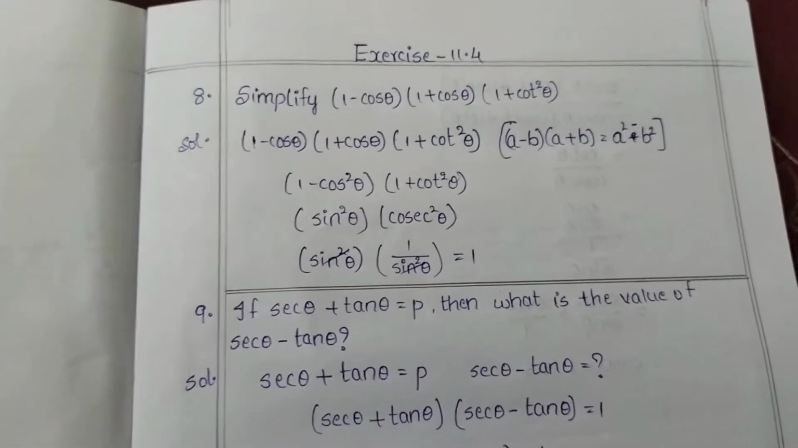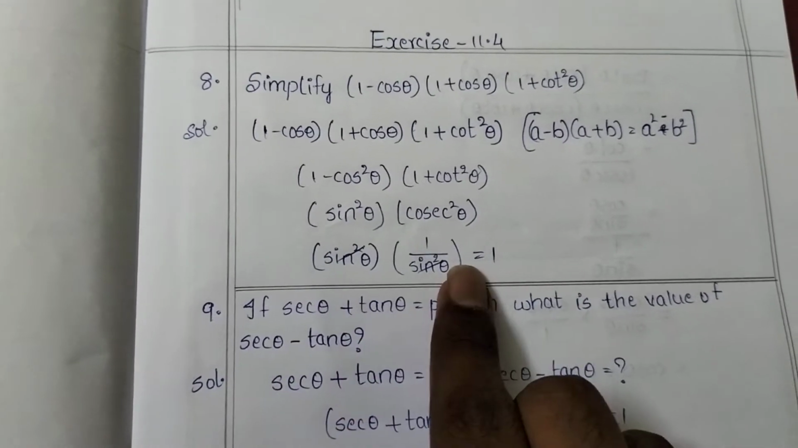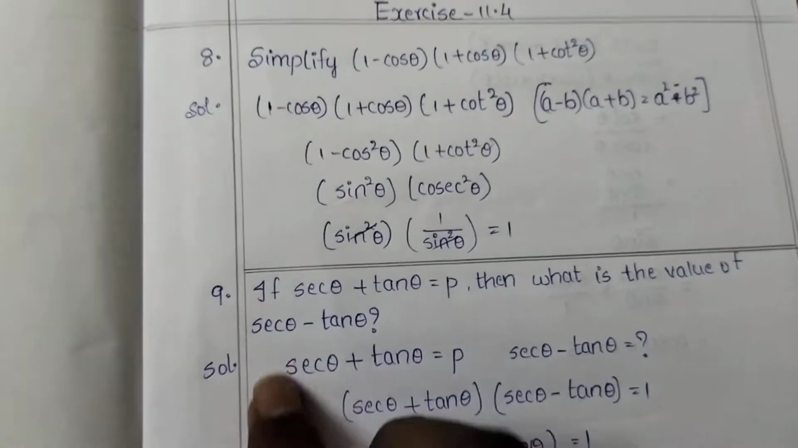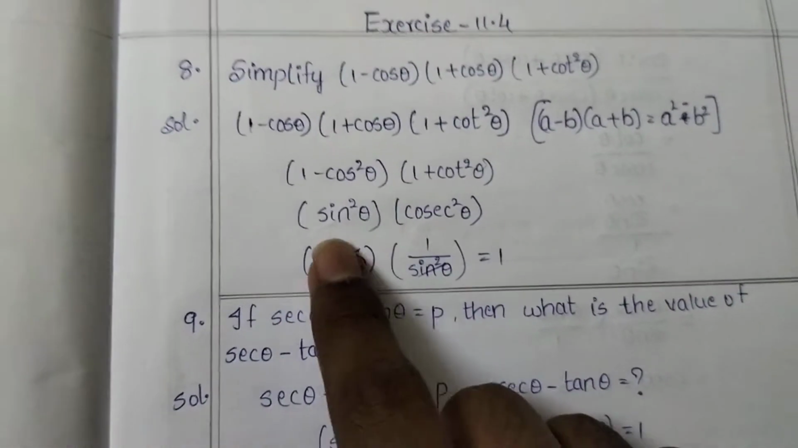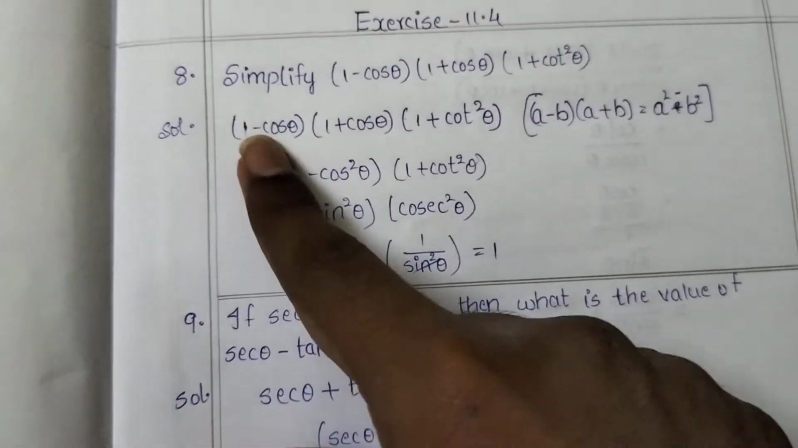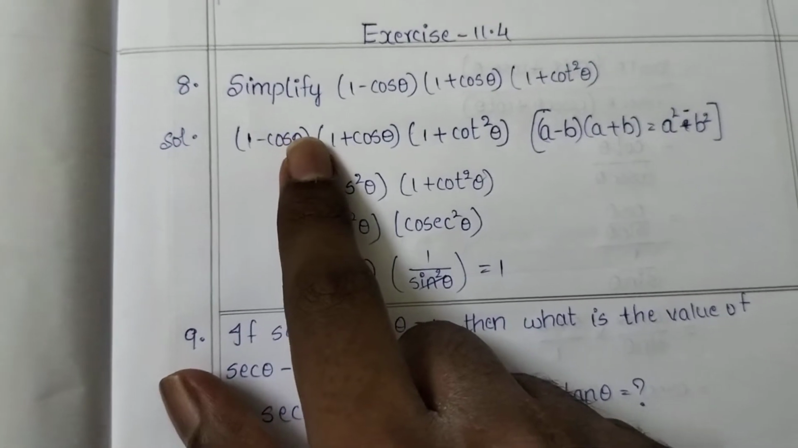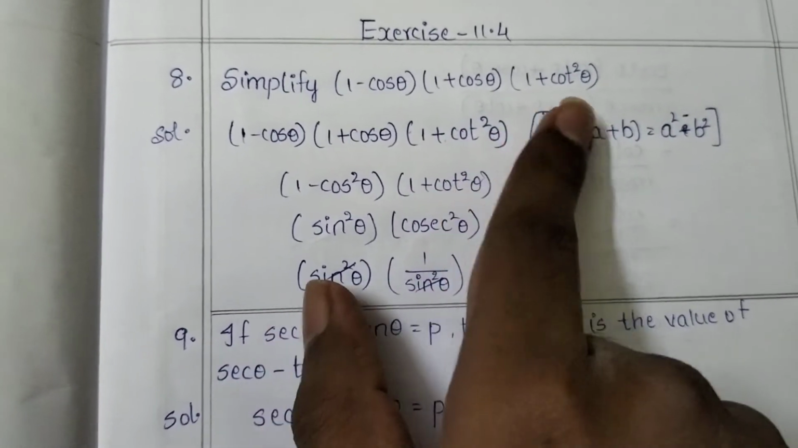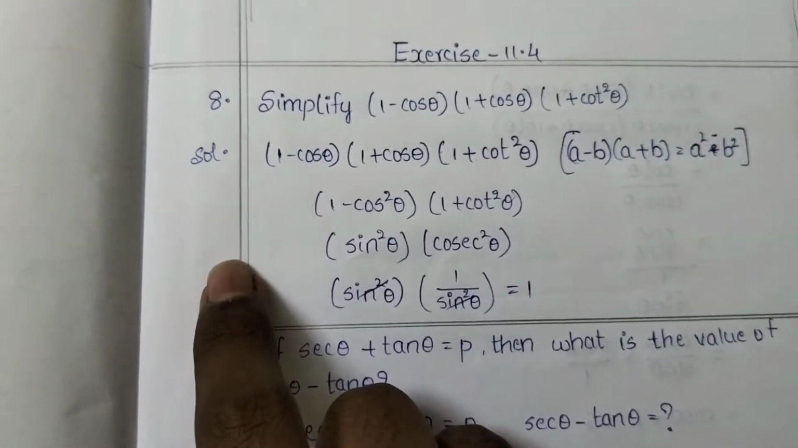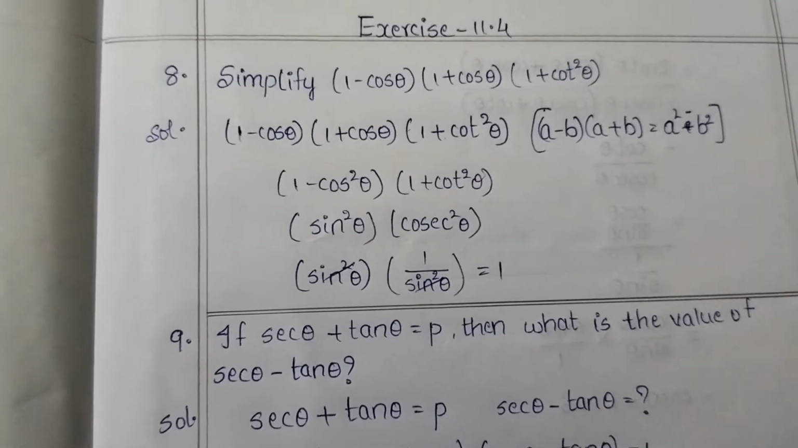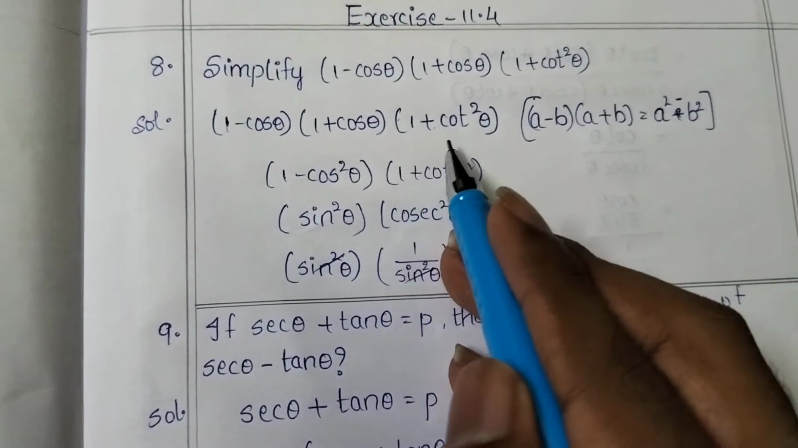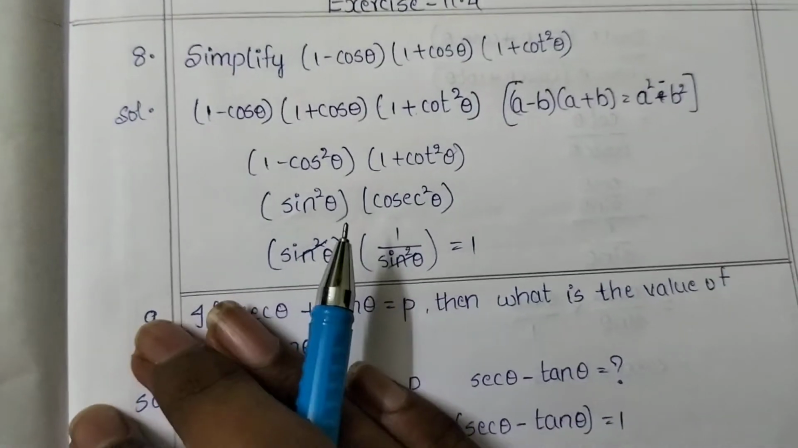Today let us discuss exercise 11.4, problems 8, 9, 10. Okay. So first one is the eighth one. In the eighth problem, we have to simplify (1 minus cos theta) into (1 plus cos theta) into (1 plus cot square theta).